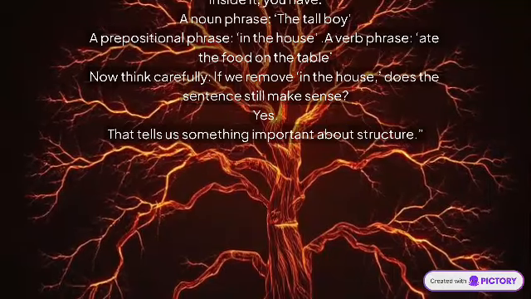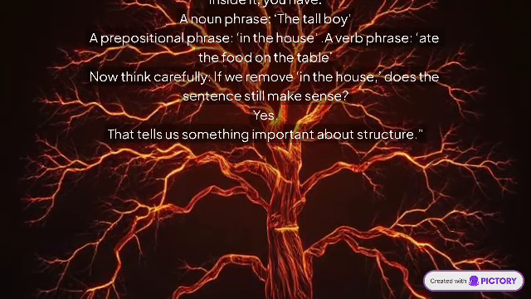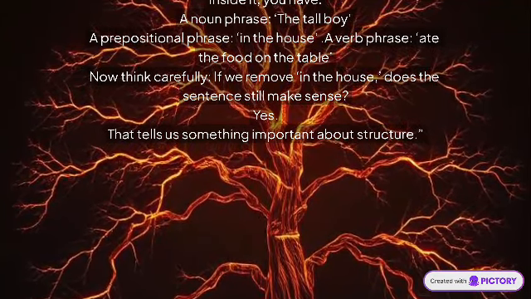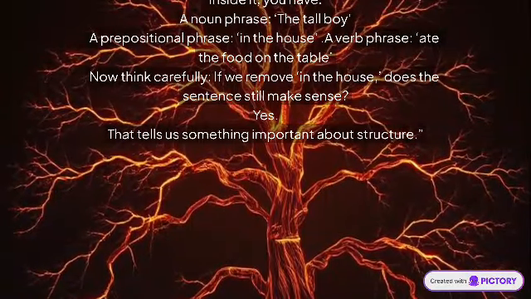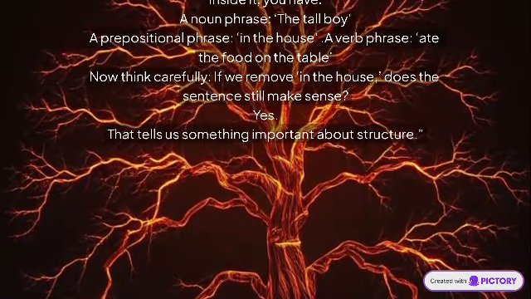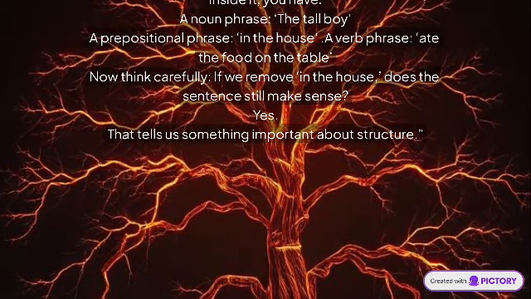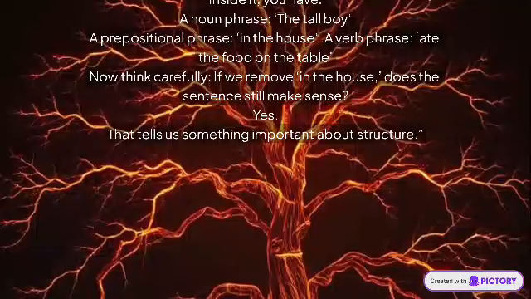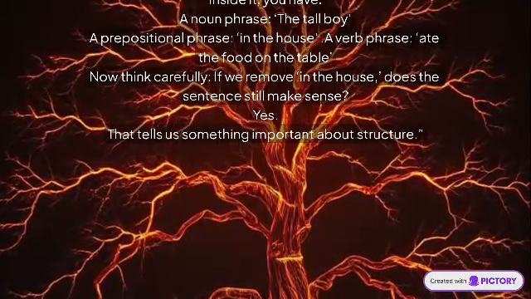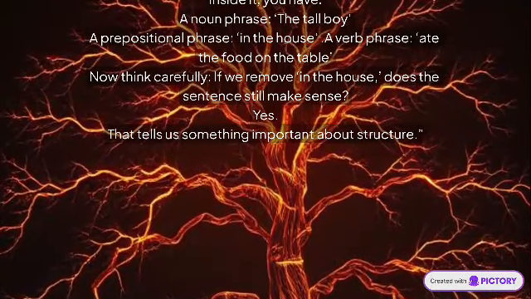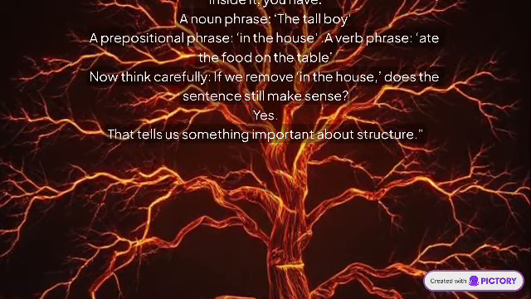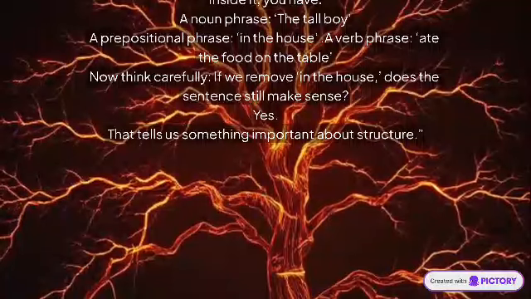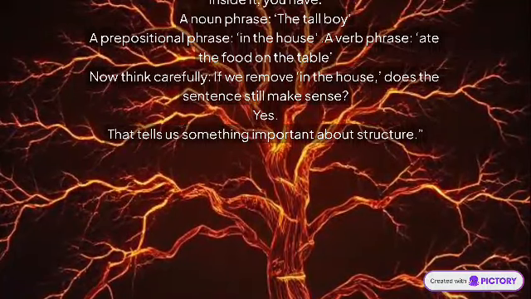A sentence is made up of multiple layers of phrases. Consider this structure: the tall boy in the house ate the food on the table. This sentence is not flat. It is hierarchical. Inside it, you have a noun phrase, the tall boy, a prepositional phrase, in the house, a verb phrase, ate the food on the table. Now think carefully. If we remove in the house, does the sentence still make sense? Yes. That tells us something important about structure.